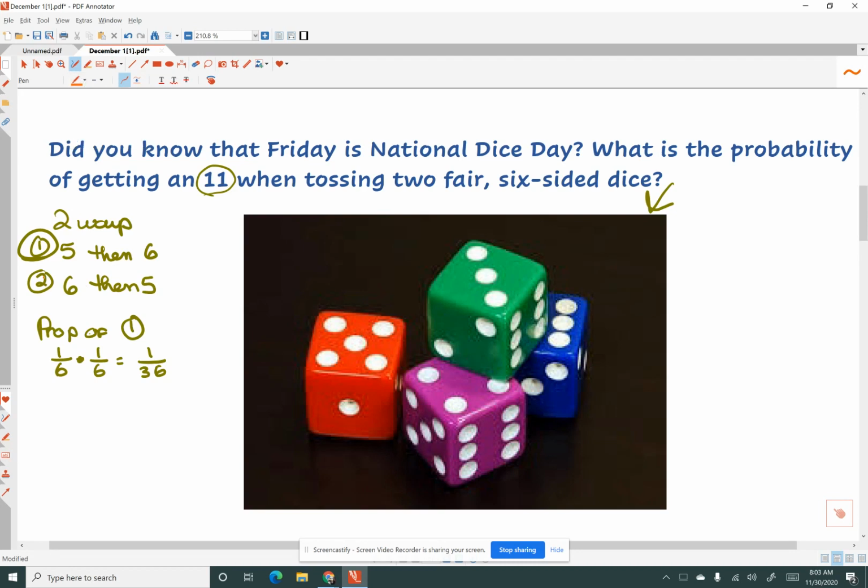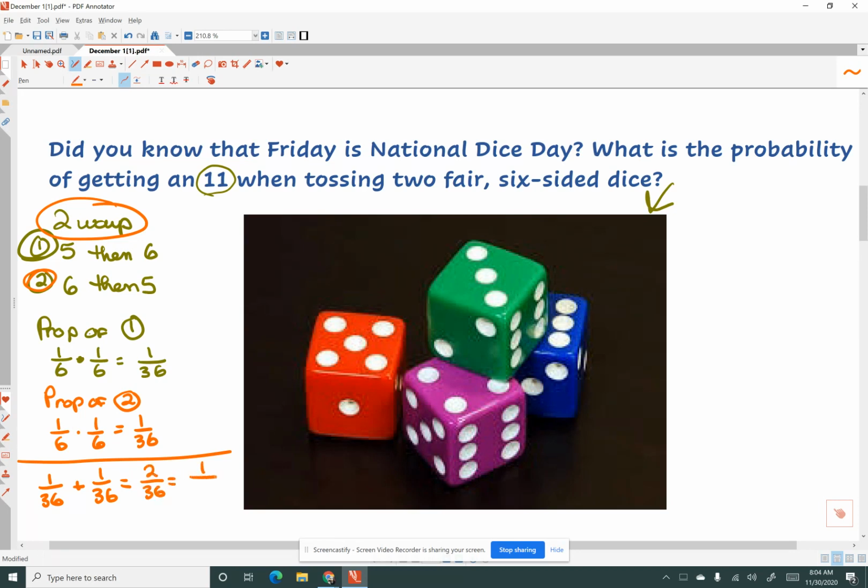Now, let's look at scenario 2. The probability of scenario 2, which is the 6 and a 5. Well, it's the same probability. It's 1 out of 6 times 1 out of 6, which would give us 1 out of 36. But we said there are 2 ways. So what we do is we add them together. We add the first way, which had a probability of 1 out of 36, to the second way, which had a probability of 1 out of 36, to give us 2 out of 36, which we can simplify to 1 out of 18. So the probability of getting an 11 when tossing 2 fair 6-sided dice is 1 out of 18.